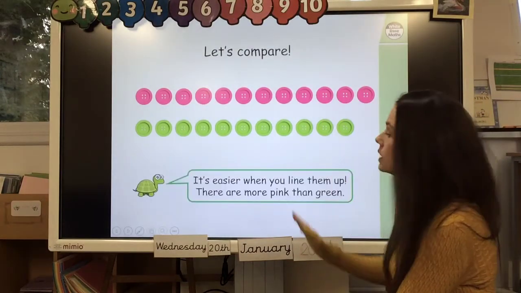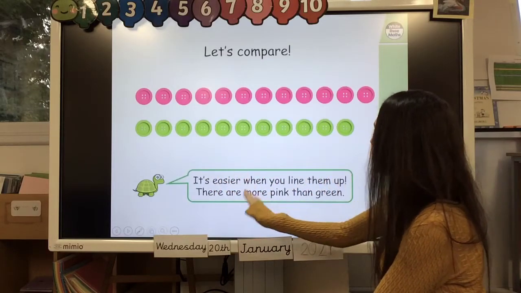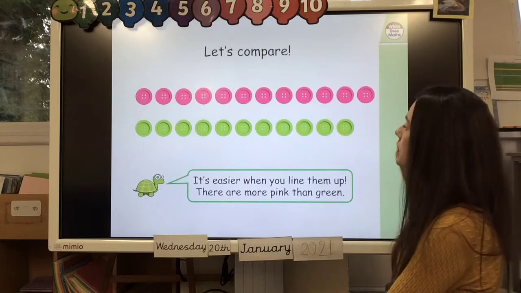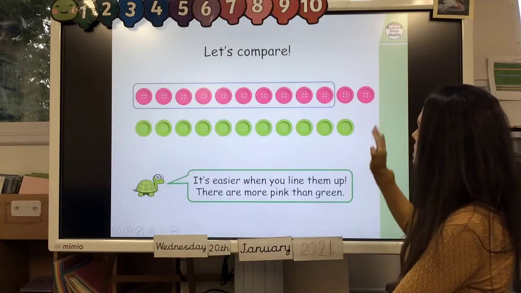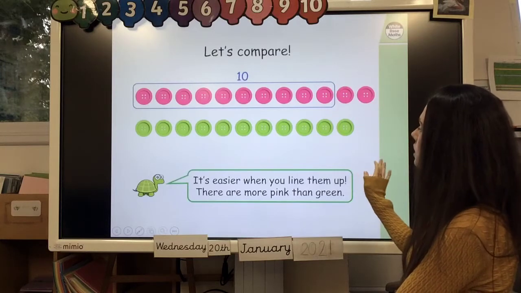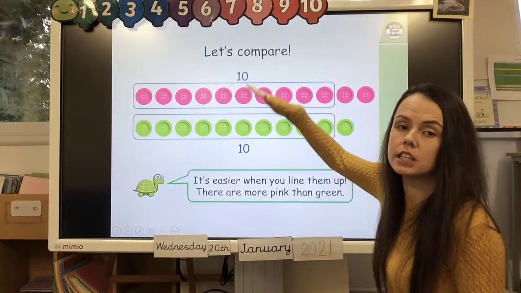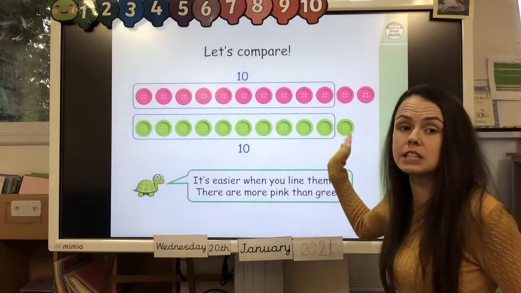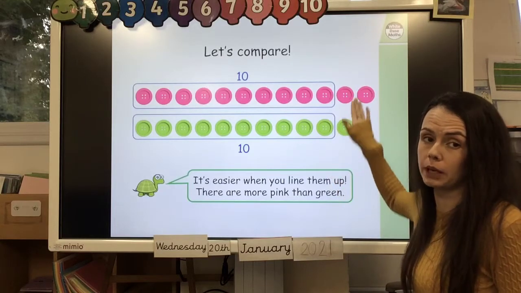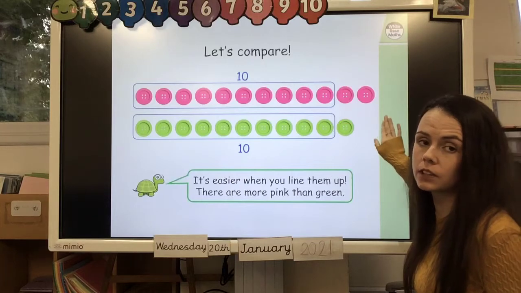What does Tiny think? It's easier when you line them up. They are more pink than green. So he's lined them all up nicely. Let's see. So 10 and 10. Ah, yes. So you can see if you put them one under each other, then they're all lined up together. And now you can see that there are more pink ones than green ones because there's more pink ones that overhang.